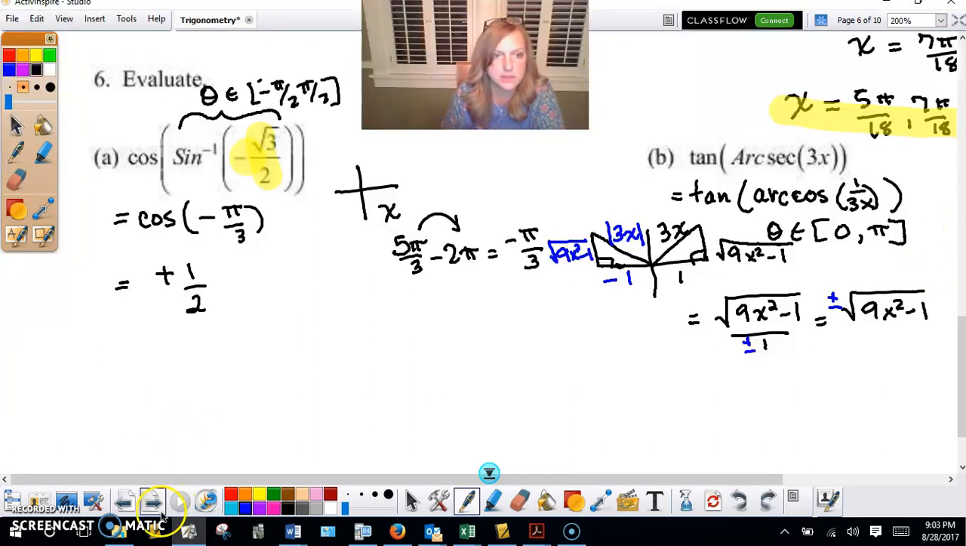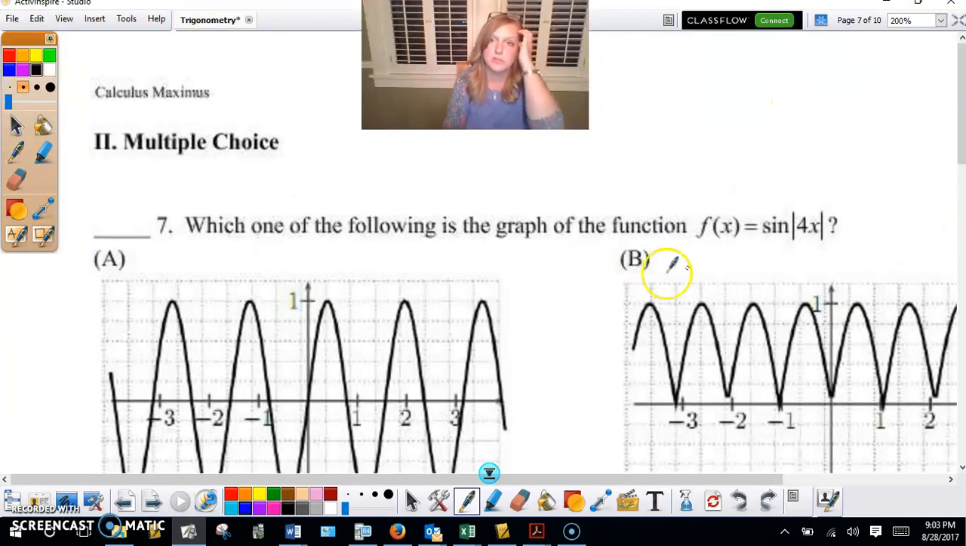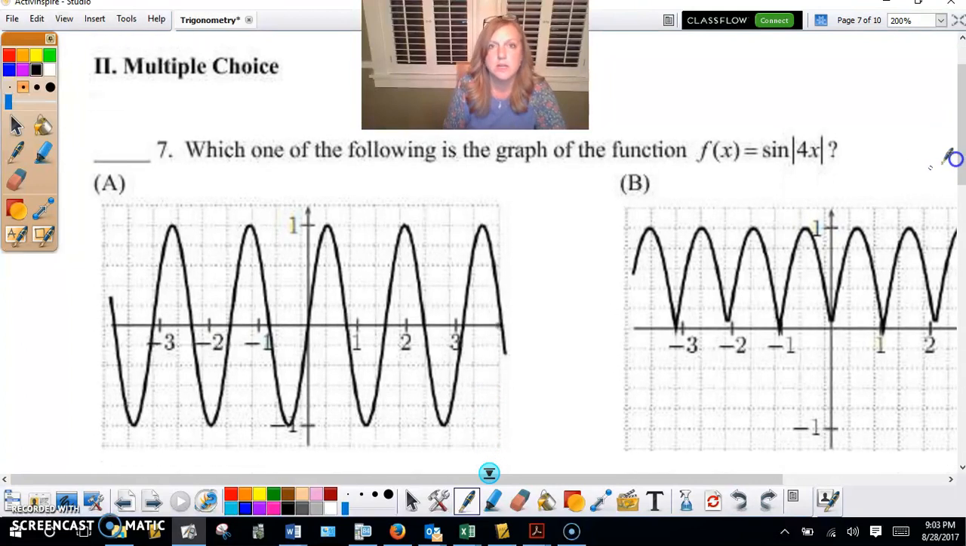All right, let's take a look at the next page. Now we're into the multiple choice. Let's talk about how we want to try to do these as quickly as possible. So on something like this, we're trying to find the graph of a function. And now if this had just been sine of 4x, you're like, hey, it's just a sine graph. It got shrunk by a fourth, which means it repeats 4 times as much in the 0 to 2 pi window.